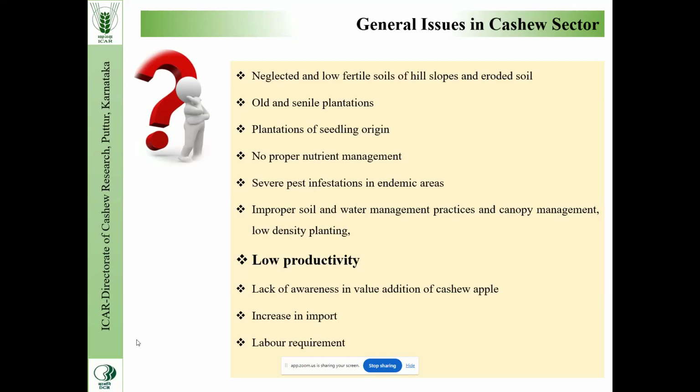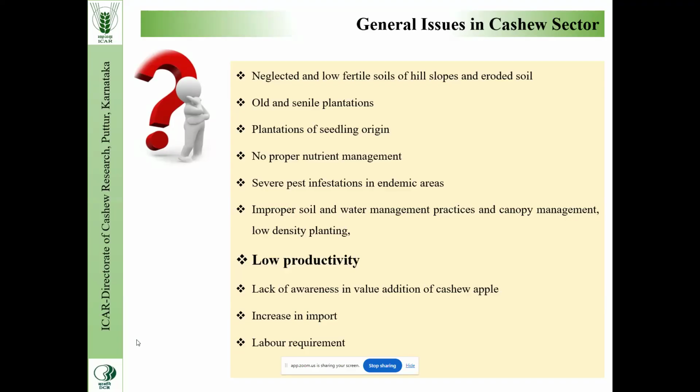Coming to the next one, the severe pest infestation in endemic areas. The two most important pests in cashew are the tea mosquito bug and the cashew stem and root borer. Next are improper soil and water management practices and canopy management practices, which contribute to low productivity.